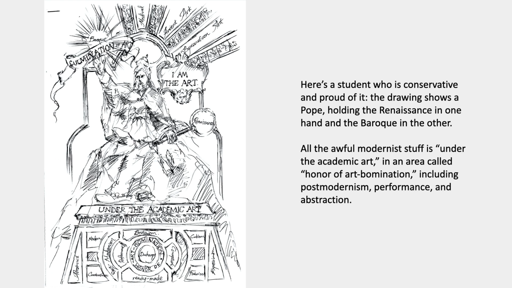This Pope is holding the Renaissance in one hand. In his left hand, I guess it's an orb with the Renaissance written on it. And then he's raised his other hand, and he's got the Baroque up there as a sun, and it's labeled culmination of art underneath it. And also, for good measure, a little label that says, I am the art. And then all the awful modernist stuff that the student didn't like is under the academic art in an area called Honor of Art Abomination. It says that in a circle at the bottom, which includes postmodernism, performance, and abstraction. And I've seen more violent drawings as well.